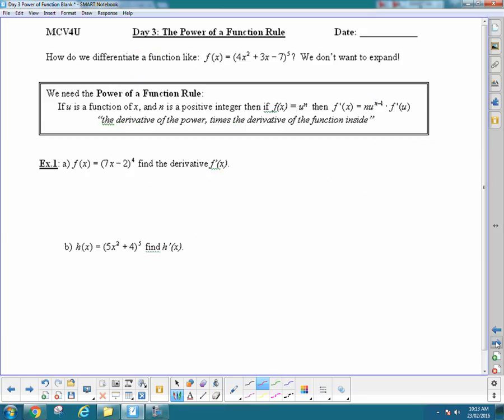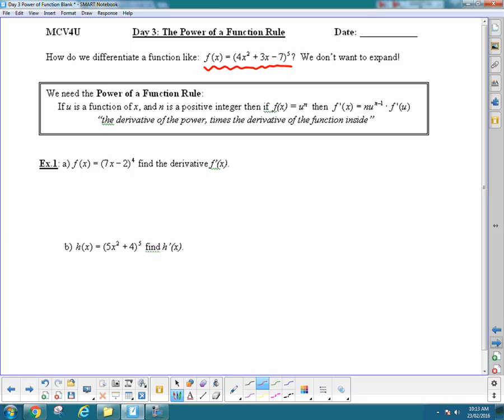So you have a worksheet that you can look at, and it's called the power of a function rule. So what happens when we have a function being raised to some exponent that we don't want to expand? So you see on the top of the worksheet is an example just like that. Here's one. Now it's a trinomial raised to the power of 5. We don't want to have to expand all that. So we'd like a rule to deal with that.